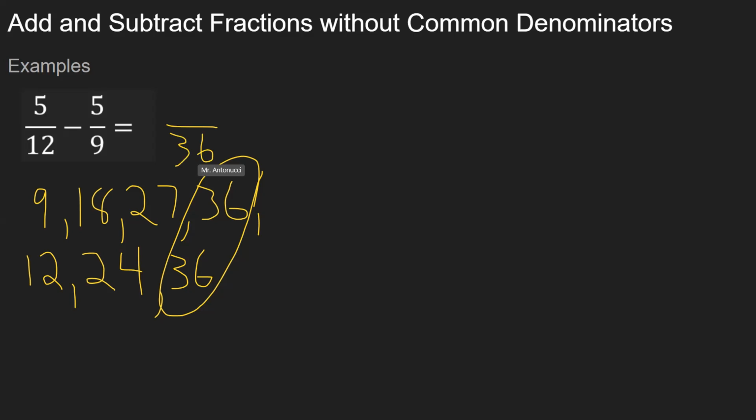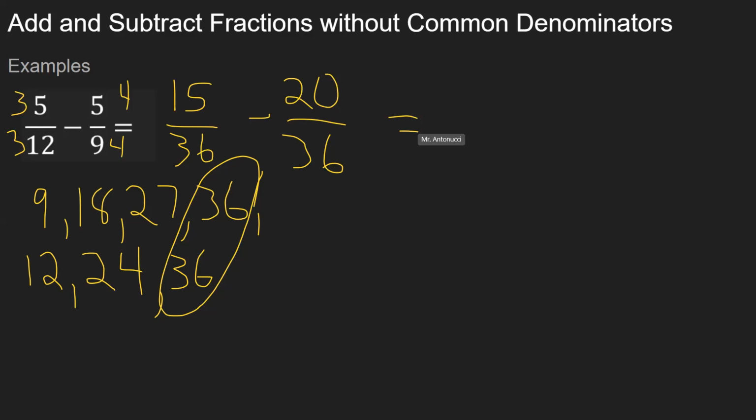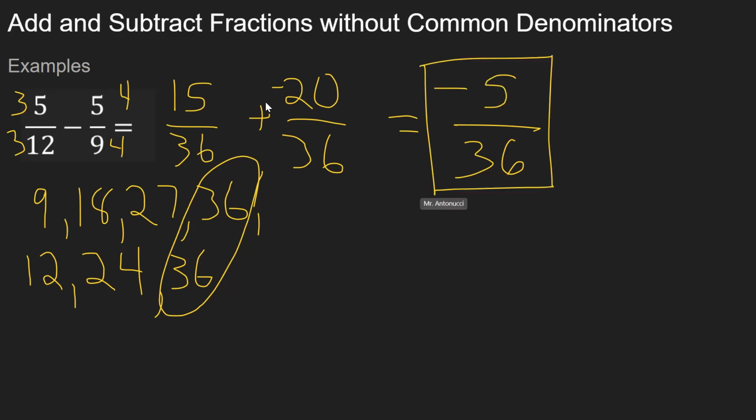So 36 and 36. Now, in order to get 12 to be 36, we had to multiply it by 3. So you do the numerator by 3. And to get the 9 to be 36, notice we did 1, 2, 3, 4. So 4 times 9 and 4 times 5. Now, since you have common denominator, we can just subtract the numerators. And again, subtraction, keep, change, change. 15 plus -20, you subtract the numbers, 5, and keep the sign of the bigger number, -5 over 36.